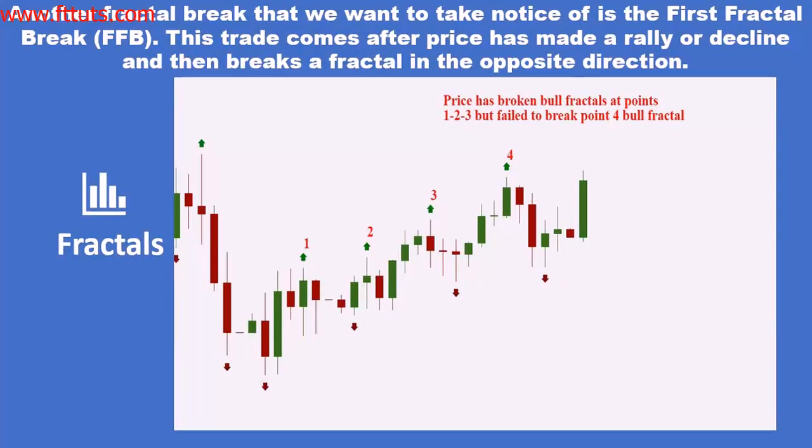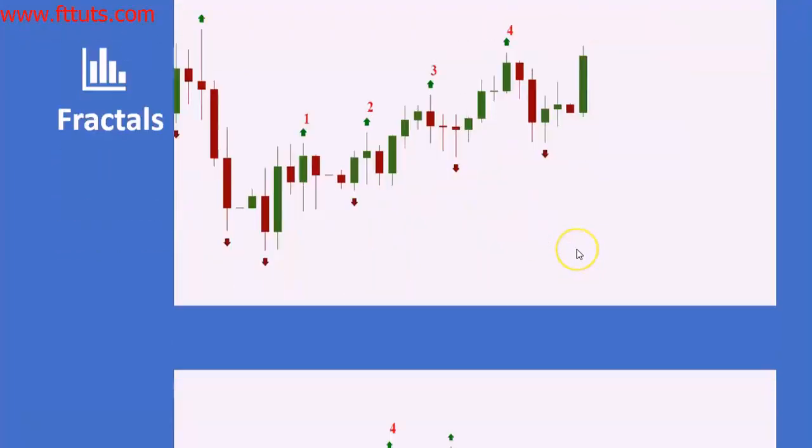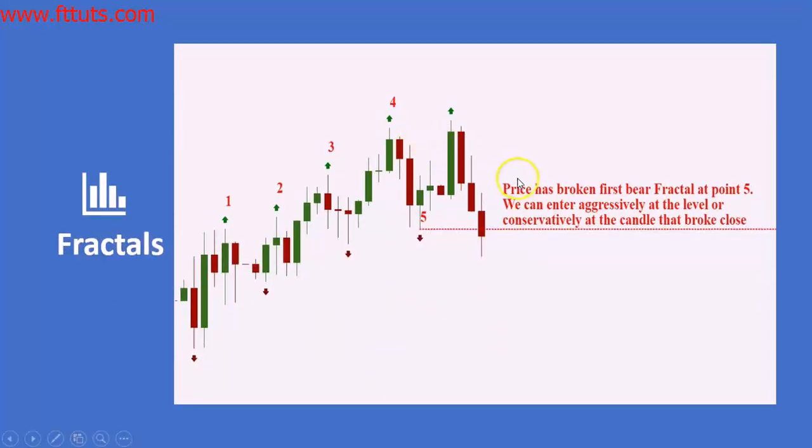So another fractal break that we want to take notice of is the first fractal break. This trade comes after price has made a rally or decline and then breaks a fractal in the opposite direction. Price has broken bull fractals at points 1, 2, 3, but failed to break the point 4 bull fractal. So we broke 1, we broke 2, we broke 3, and we never in the process broke bear fractals. You can see price has broken the first bear fractal at point 5.